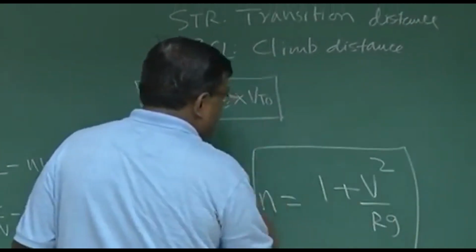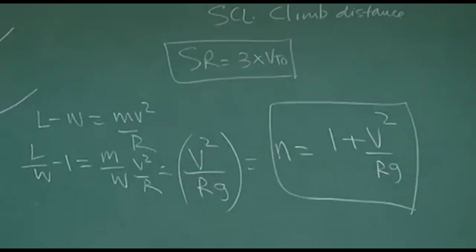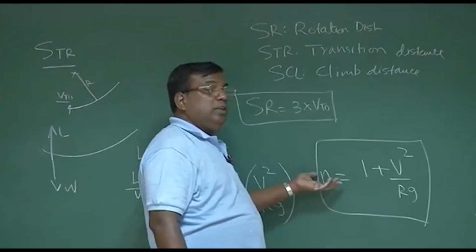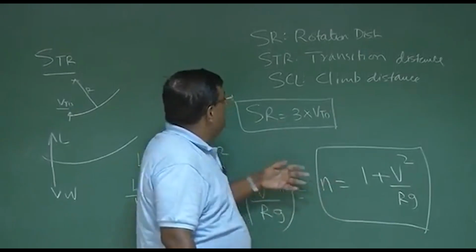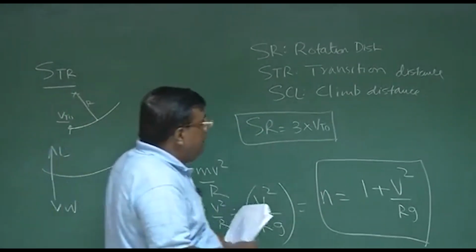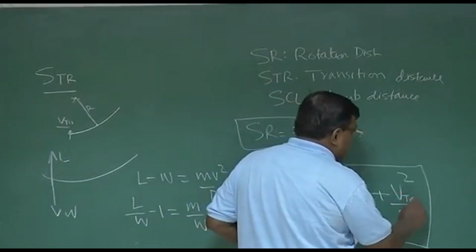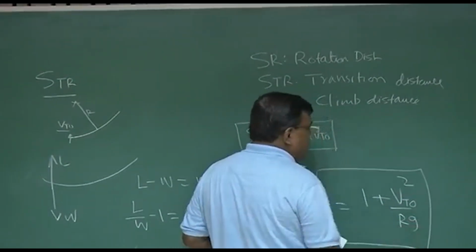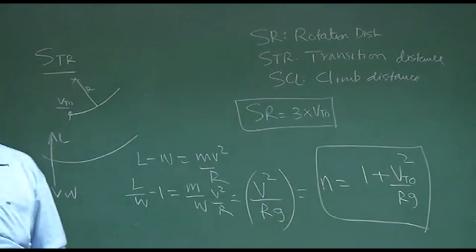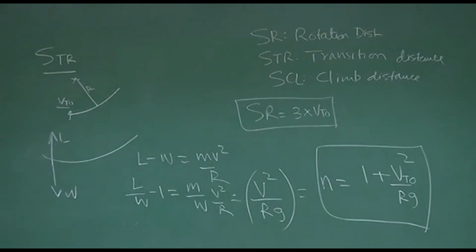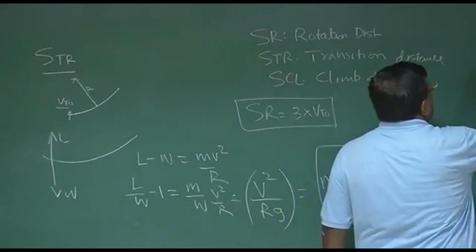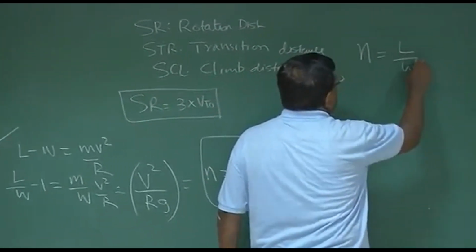What is the message? If I know some assessment of the value of load factor n during which it was just doing a pull-up, and since I know V as V takeoff and I know G, I should be able to get the value of R, and then use geometry to get the value of STR. Okay? So to have an assessment of n, what is n? n is lift by W.